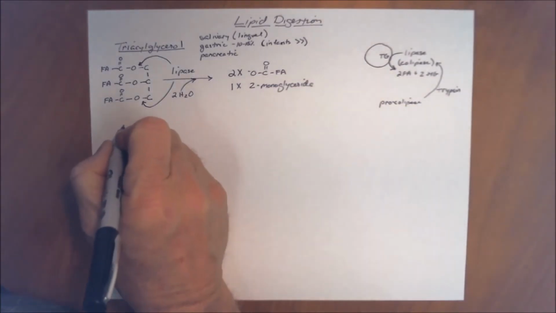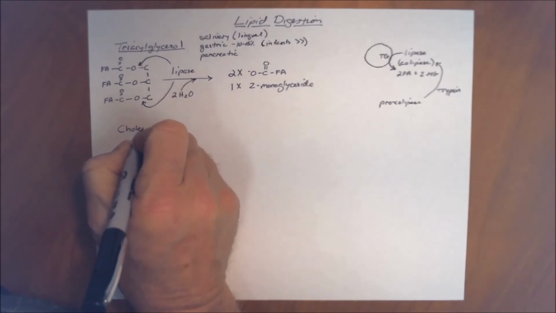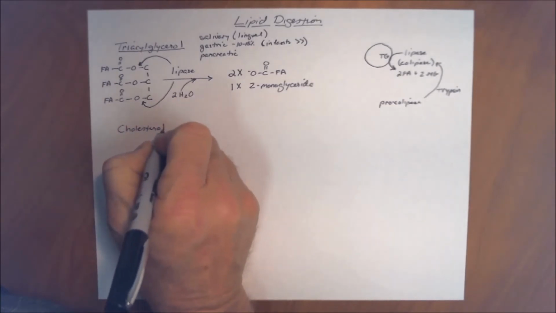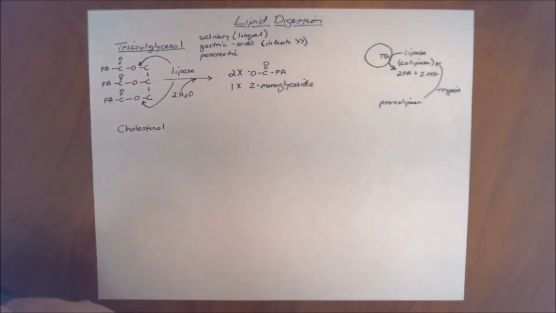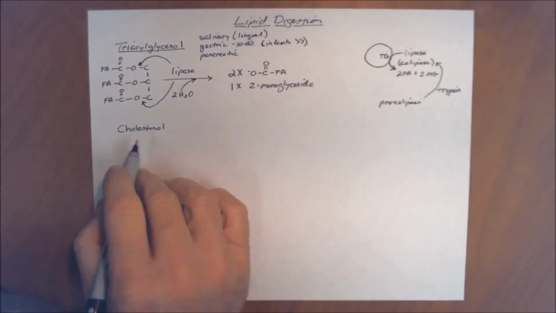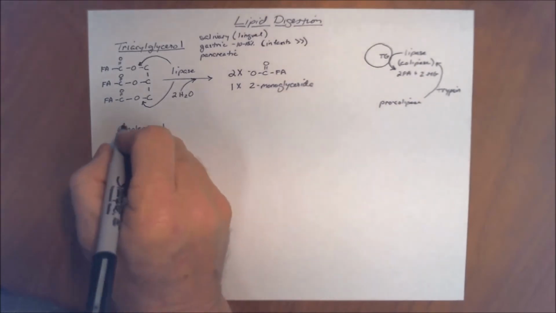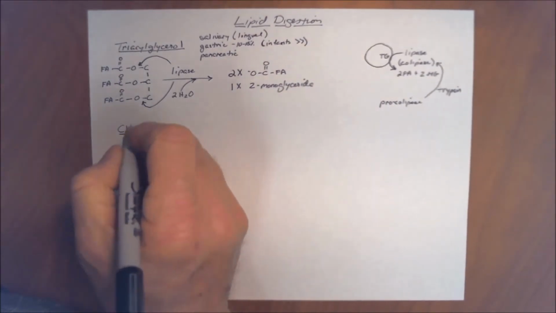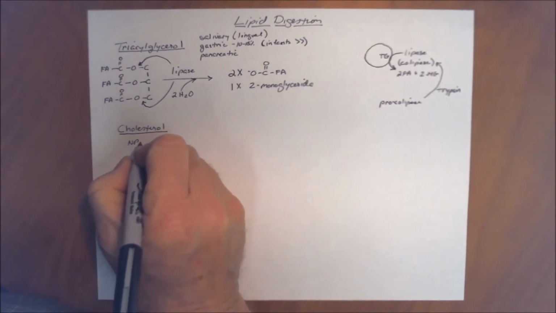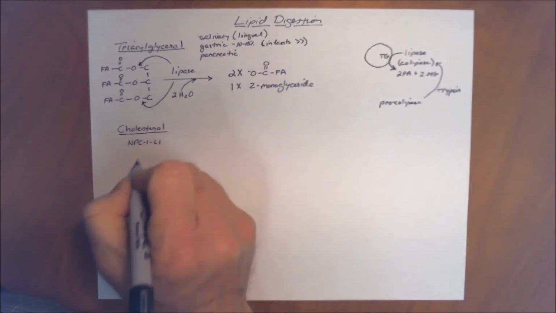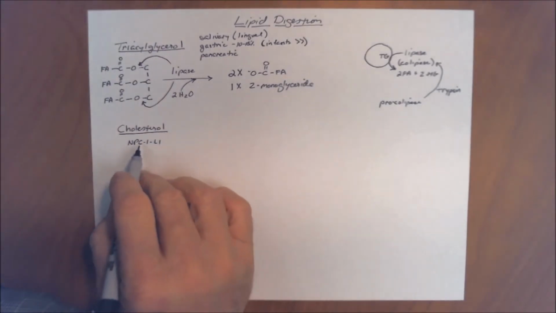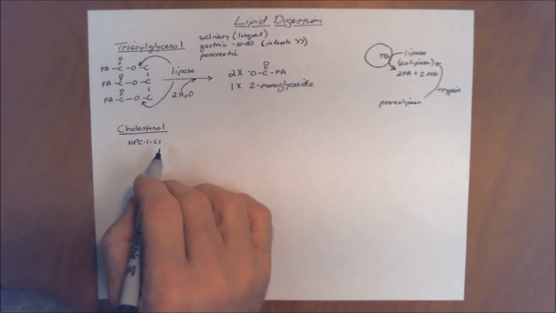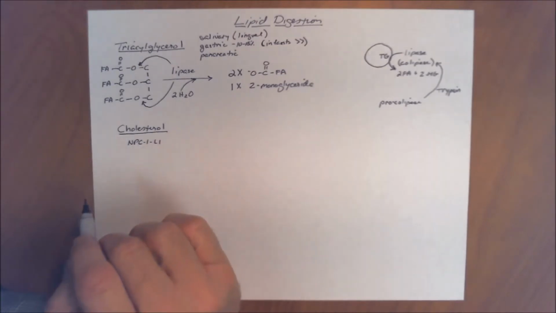The other lipid in our diet is cholesterol. Cholesterol, because of its structure, is very hydrophobic. No processing is needed, and this is taken up by the protein called NPC1L1, which is the Niemann-Pick C1-like 1 protein. This is a cholesterol transporter.